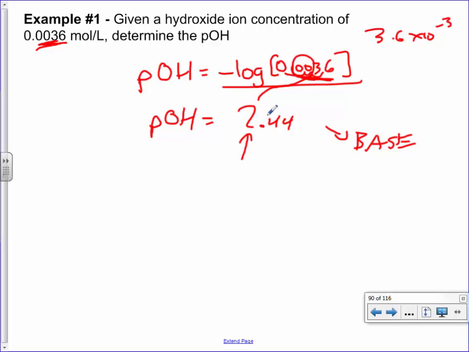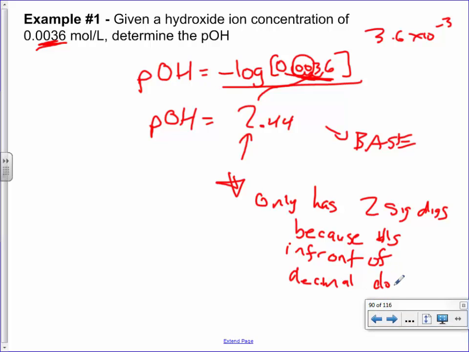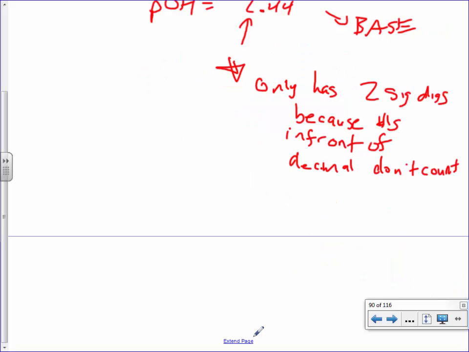What ends up happening then when you do pH sig digs is you often get an extra digit. So this right here only has 2 sig digs, because numbers in front of the decimal don't count. Even if there's like 2 numbers above, it still doesn't count. Let's try another example here.